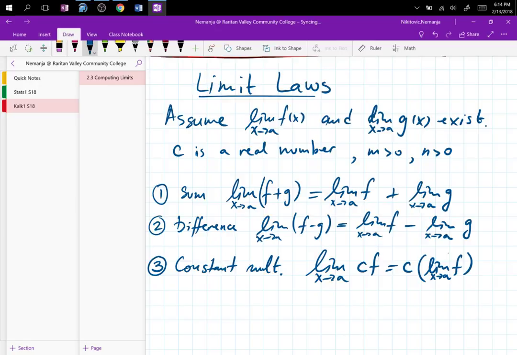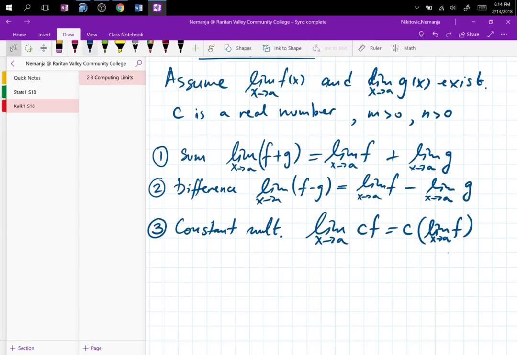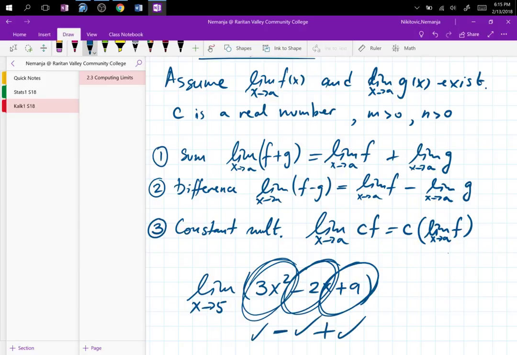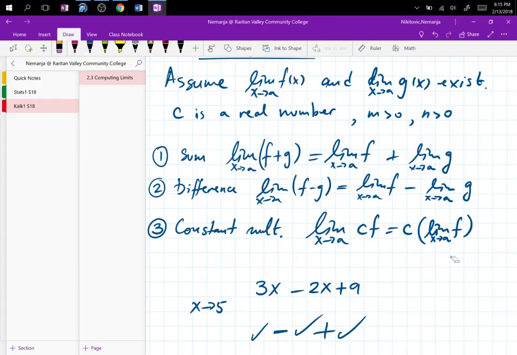Now, these first 3 rules help with a problem like this: the limit of 3x squared minus 2x plus 9 as x goes to 5. The rules 1, 2, 3 help us solve this because the limit applies to each term independently. The addition is rule 1, the subtraction is rule 2, and 3 times x squared is rule 3. So you work on each term separately, and then combine the answers with the signs that were there originally. Those are the first 3 rules. They simply say you can do everything term-wise.